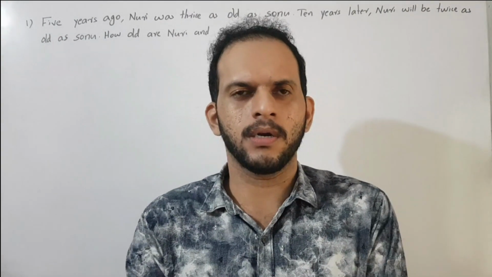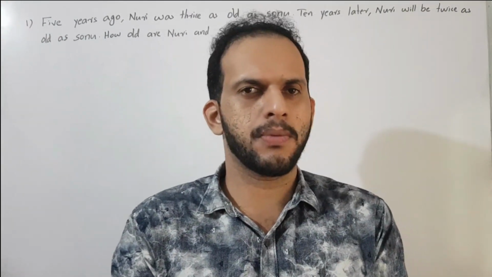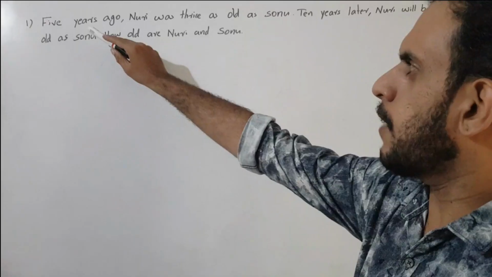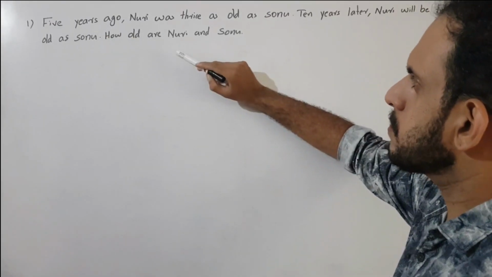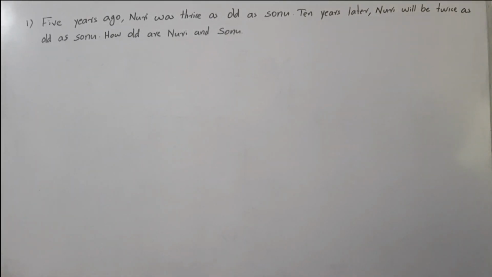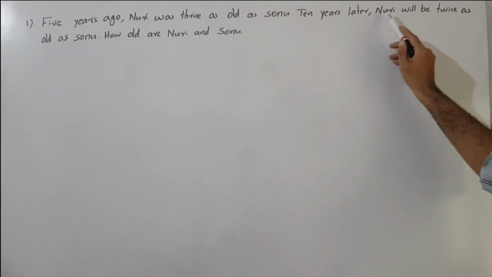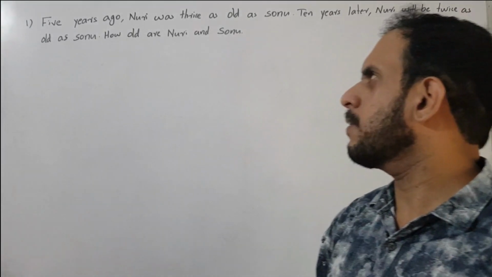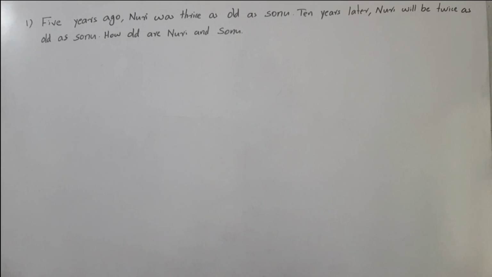In the last class we started the second method, the elimination method, correct? So next we go to the next question. The question is: 5 years ago, Nuri was thrice as old as Sonu. 10 years later, Nuri will be twice as old as Sonu. How old are Nuri and Sonu?